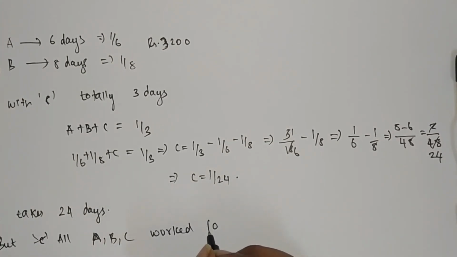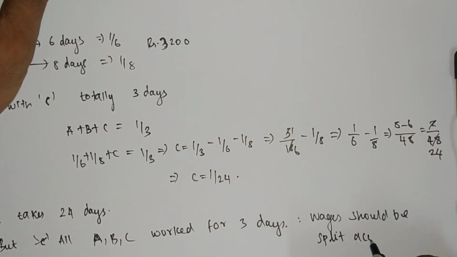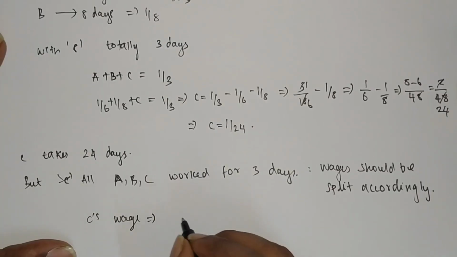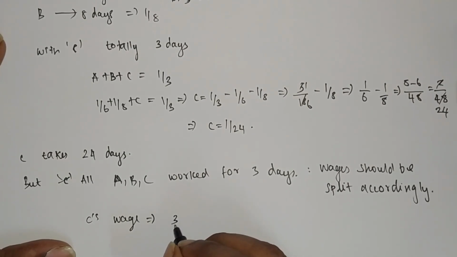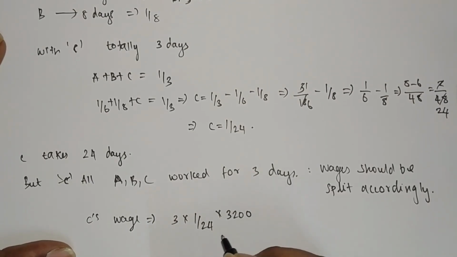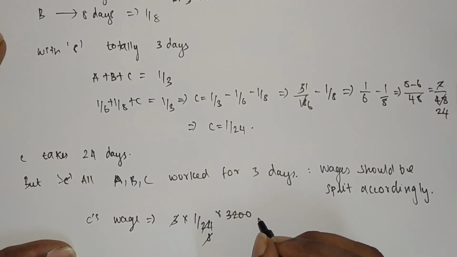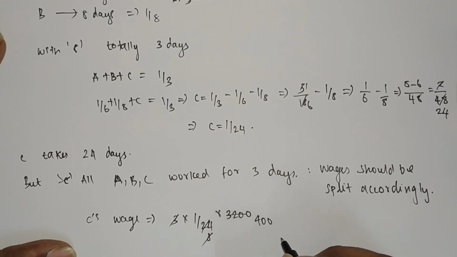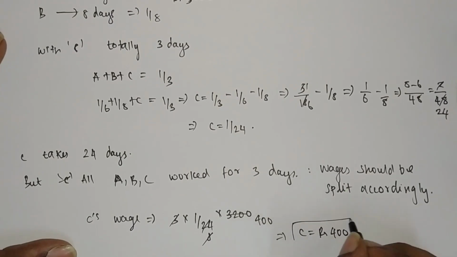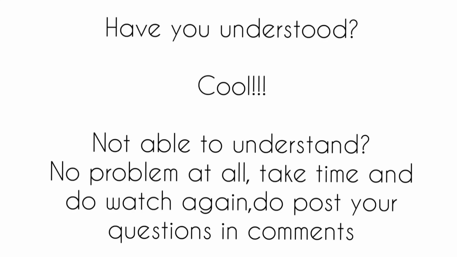But A, B and C together completed the work in 3 days. We should split the wages accordingly. Calculating C's wage, C worked for 3 days, so 3 into, he took 24 days to complete the total work, 3 into 1 by 24 into 3,200. Cancelling 3, 24 and 3,200, we will get 400, which is C's wage. So he should be paid rupees 400 for the work done in 3 days. If you are not able to understand, no problem, please watch again.